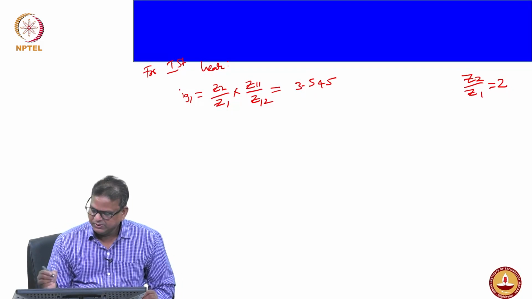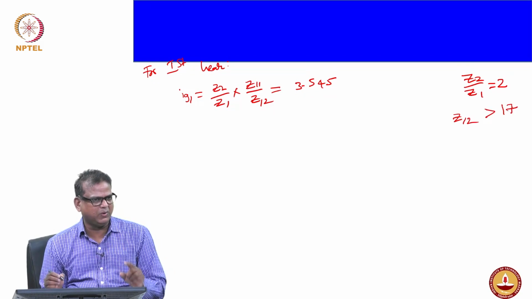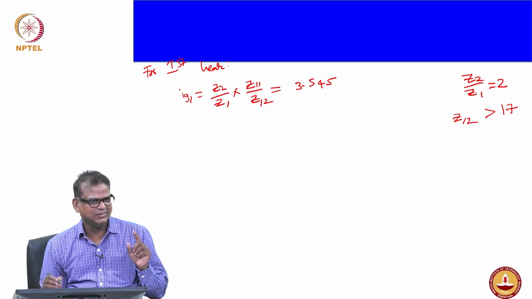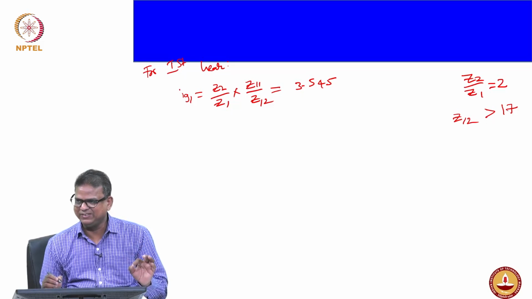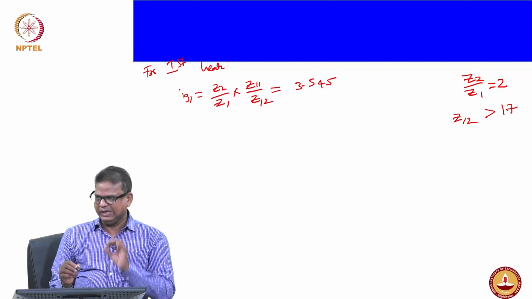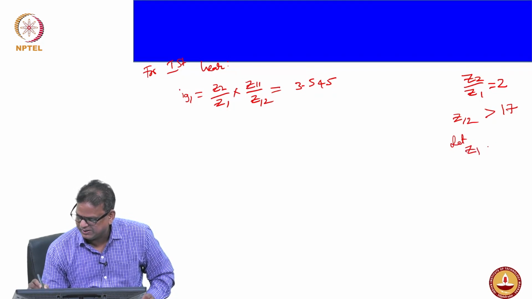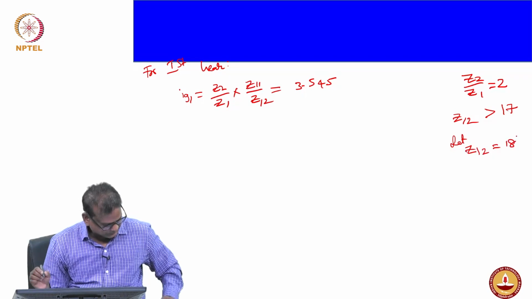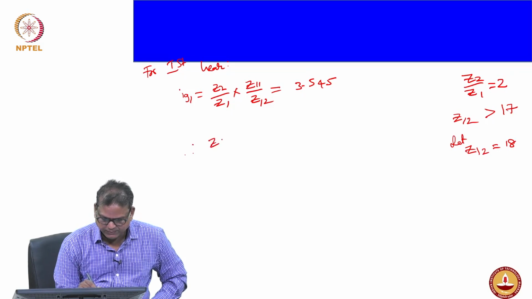Z12 should be greater than 17 to avoid undercut or interference. To avoid undercut, the minimum number of teeth should be greater than 17. Let's assume, because I have already done the calculation, I'll assume Z12 as 18 teeth. Now we need to sort out Z11 by Z12.